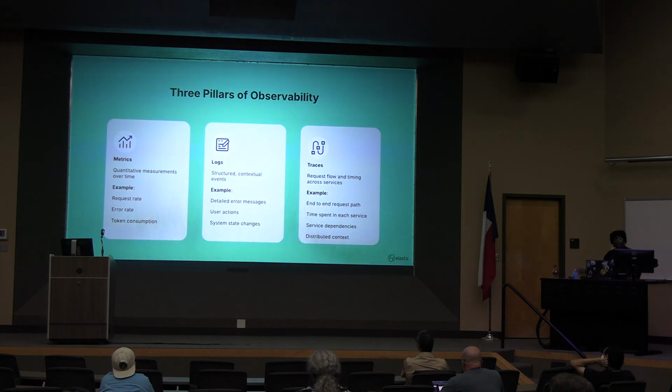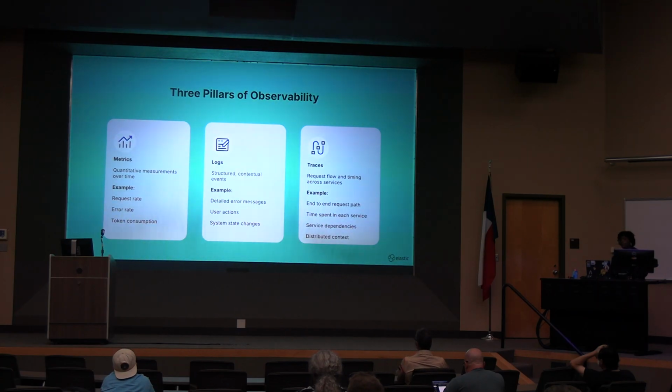So these are the 3 pillars of observability. There's metrics. Metrics are quantitative data. They're numbers over time. They're like your heart rate monitor at the hospital. These are things like response time, error rate, request rate, token consumption.